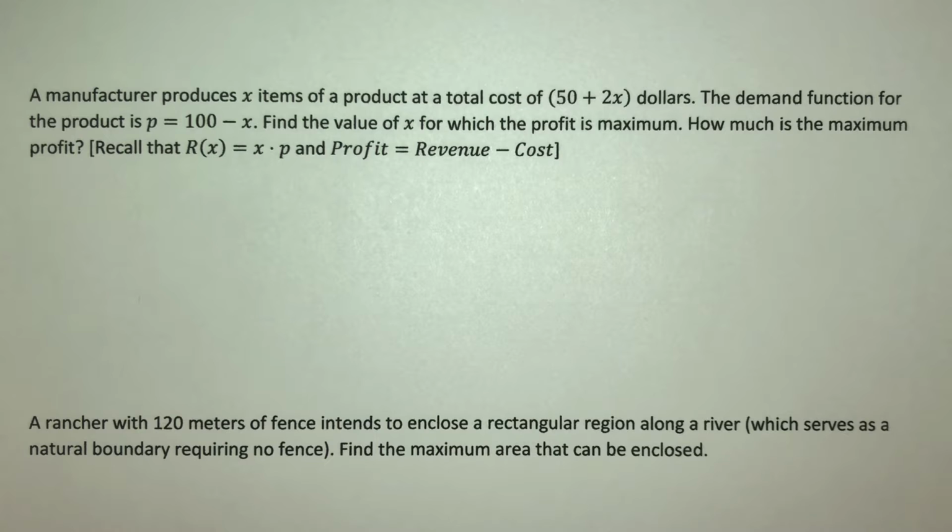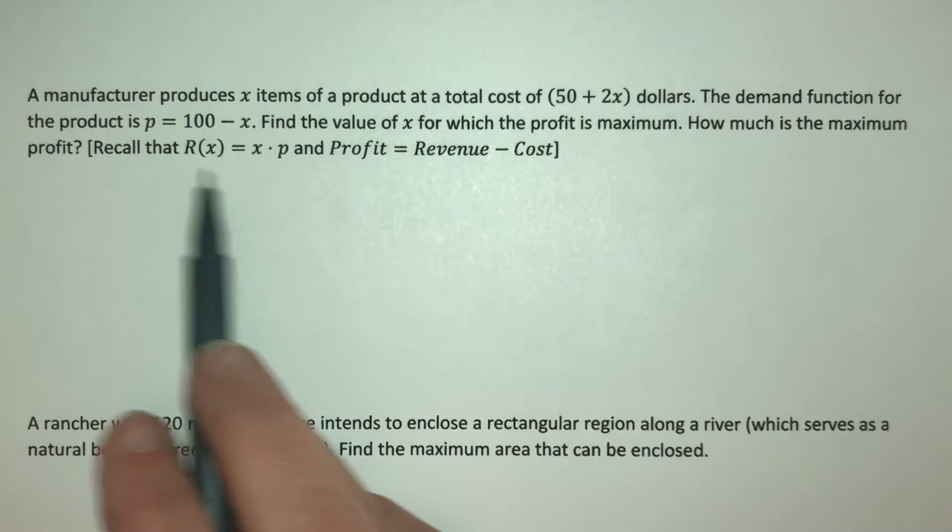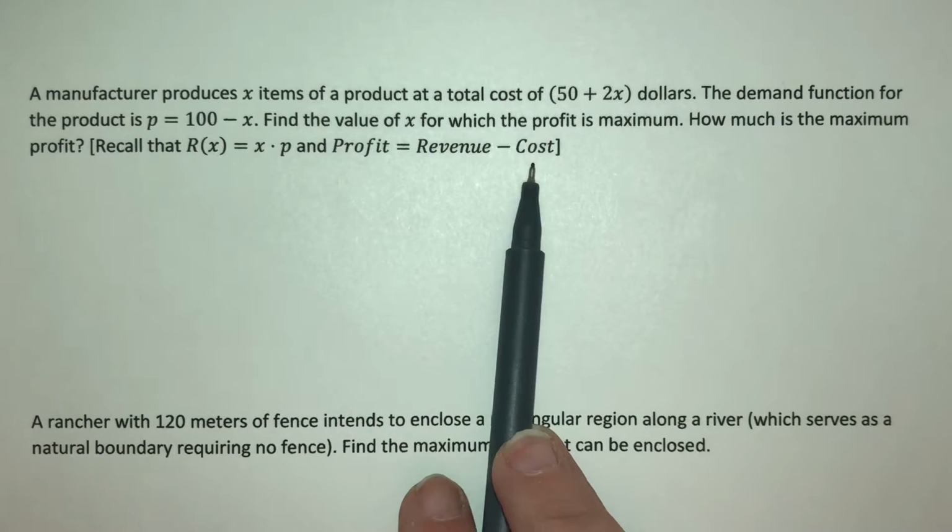A manufacturer produces X items of a product at a total cost of 50 plus 2X dollars. The demand function for the product is P equal to 100 minus X. Find the value of X for which the profit is maximum. How much is the maximum profit? And then we're given some formulas here to recall.